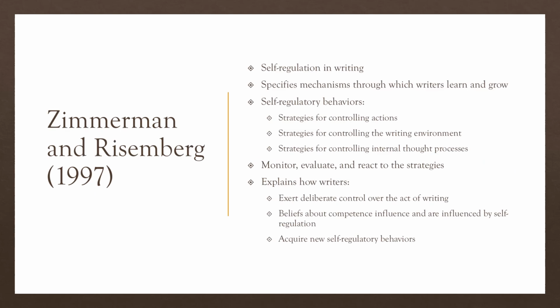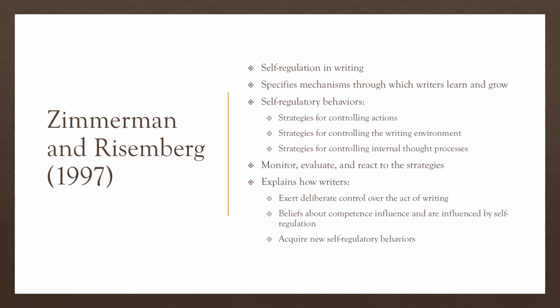So Zimmerman and Risemberg really focused on self-regulation in writing. They talked about specific mechanisms through which writers learn and grow, and there were 3 self-regulatory behaviors that they focused on: controlling actions, controlling the writing environment, and controlling internal thought processes. So if you read later in the article, there's more elaboration on what these strategies are, what this looks like, but in this part, it's just an overview.